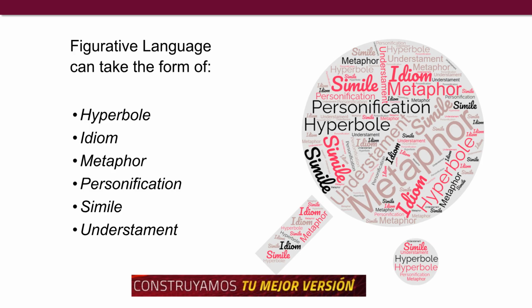There are many forms of figurative language. Today, we will focus on 6 important types: hyperbole, idiom, metaphor, personification, simile, understatement. Each one has a different purpose and effect on the reader. Let's explore them one by one.